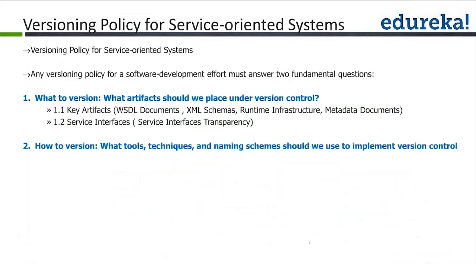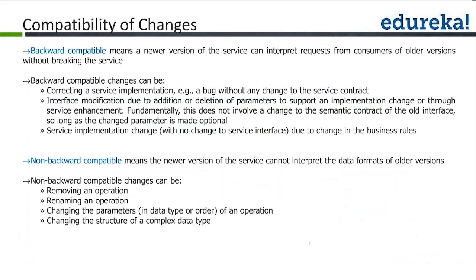And how to version will talk about what tools, techniques and naming schemes that we should use in order to implement a version control. So tools, techniques is something technical, and naming schemes is what I was talking about, that Adobe Reader 8.7 or 9.0. So there is always a standard way of addressing the naming convention, right? It is not just a vague, non-standardized approach that you can rename your version as per your individual choice. No, that's never the case.